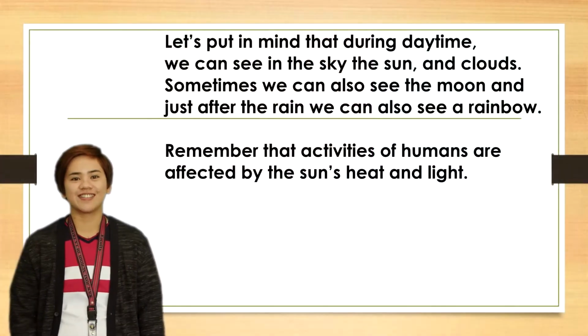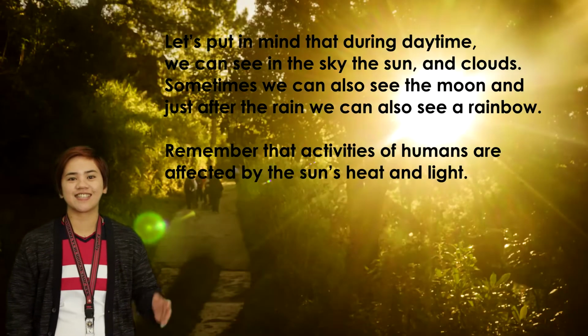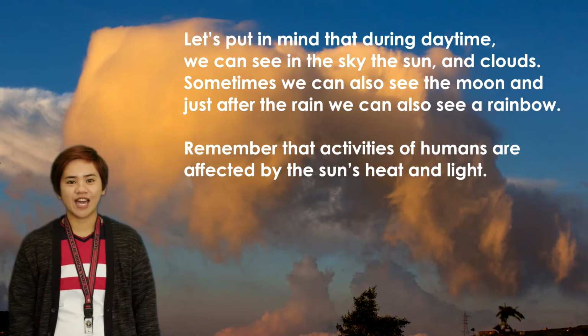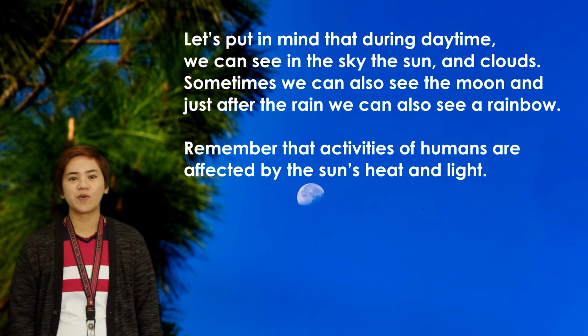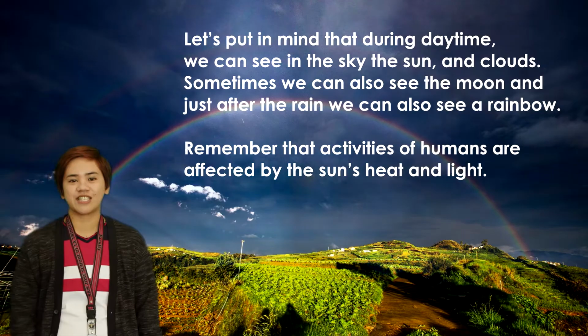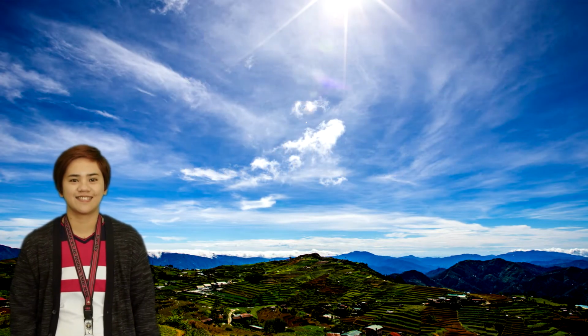To end our lesson, let's bear in mind that during daytime, we can see in the sky the sun and the clouds. Sometimes, we can also see the moon, and just after a rain, we can also see a rainbow. Remember that activities of humans are affected by the sun's heat and light.